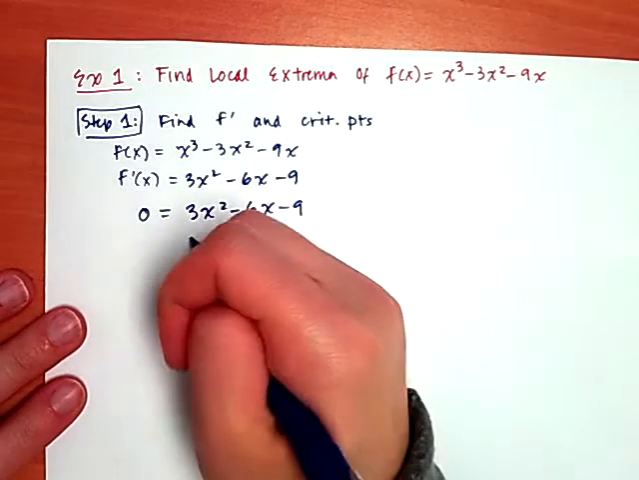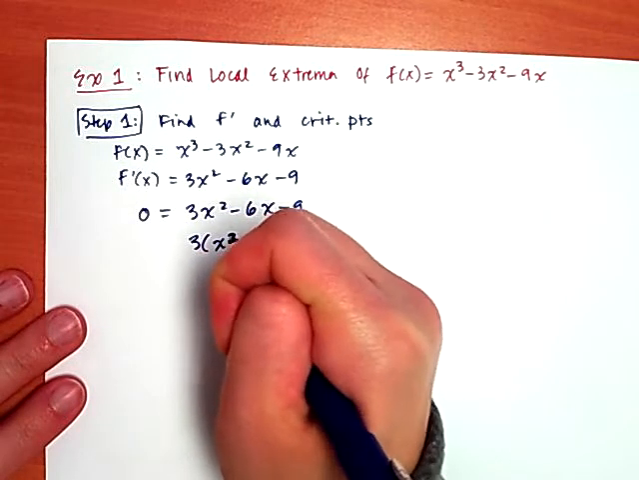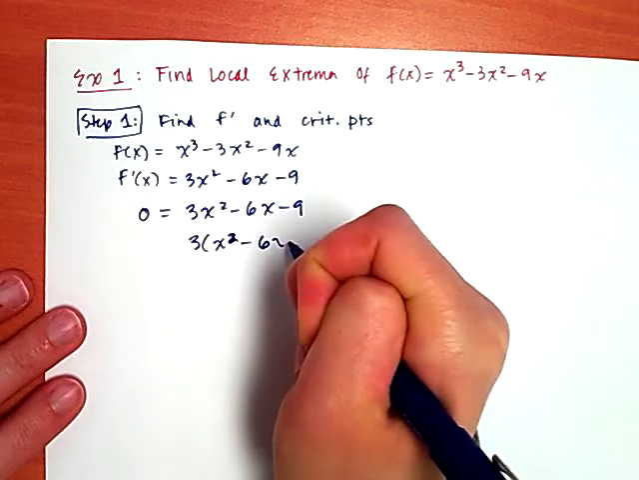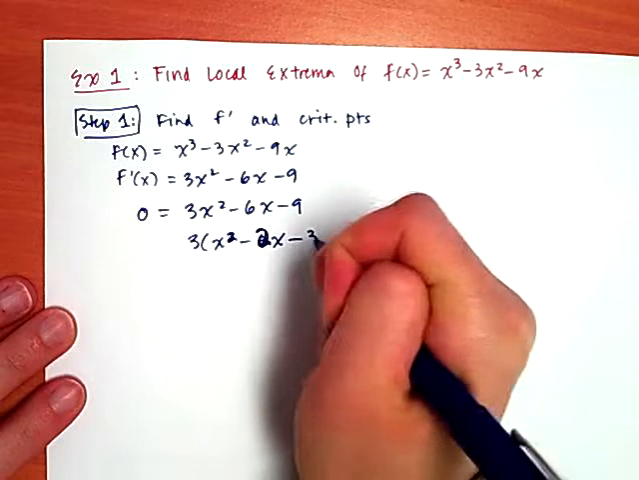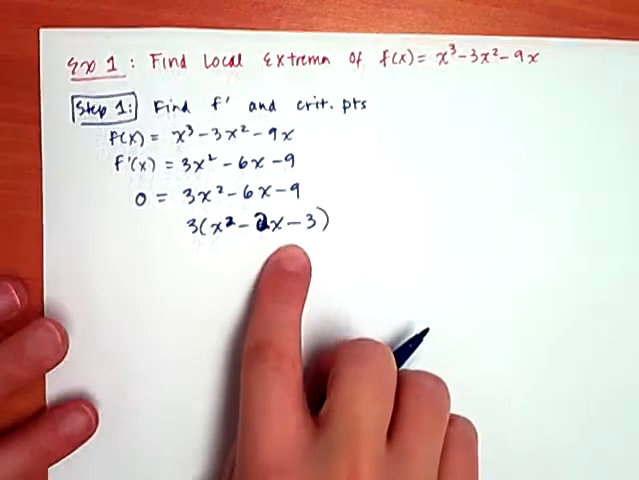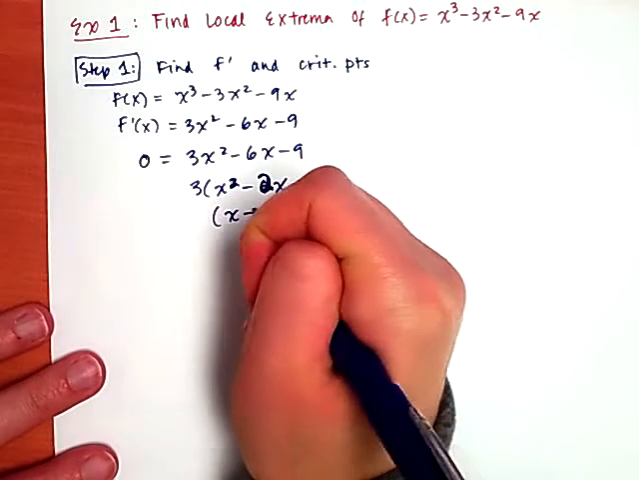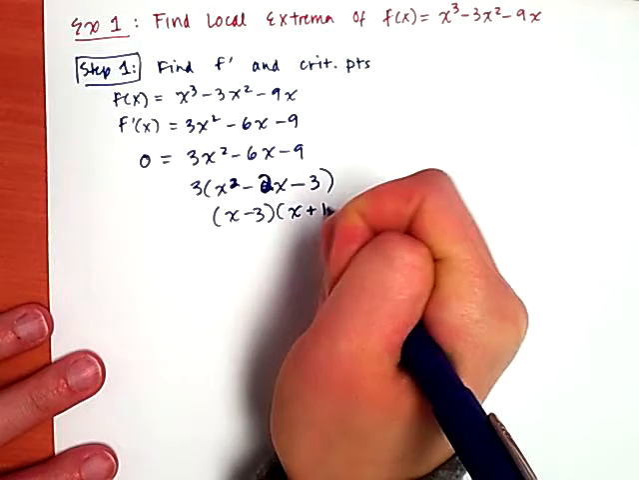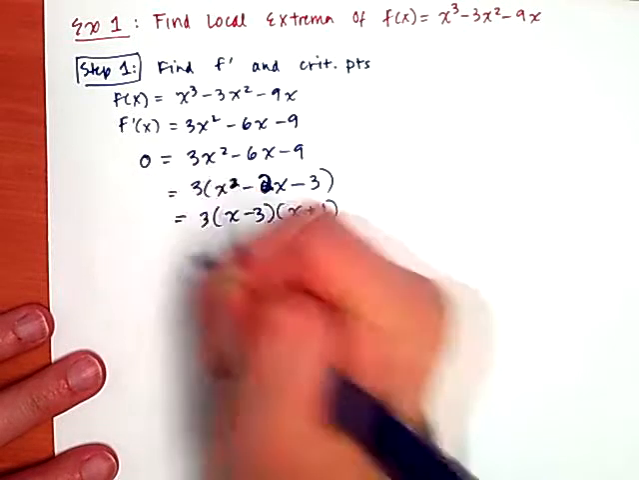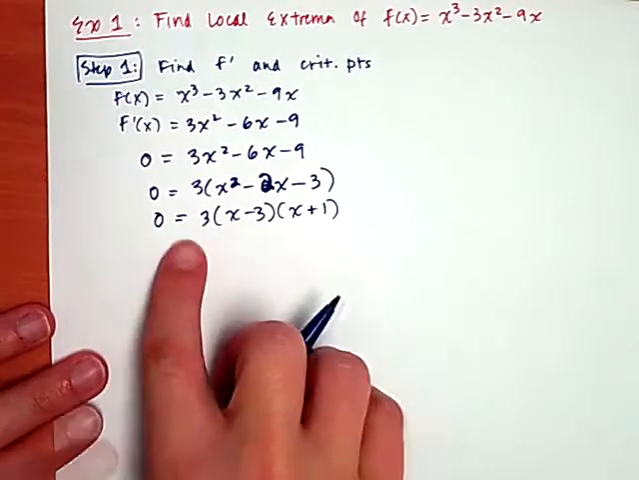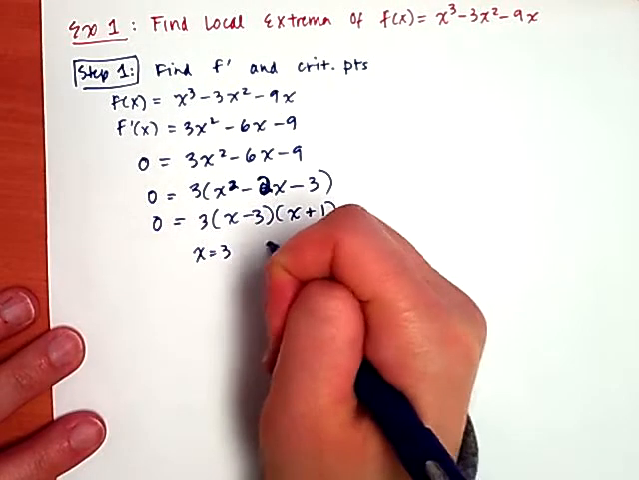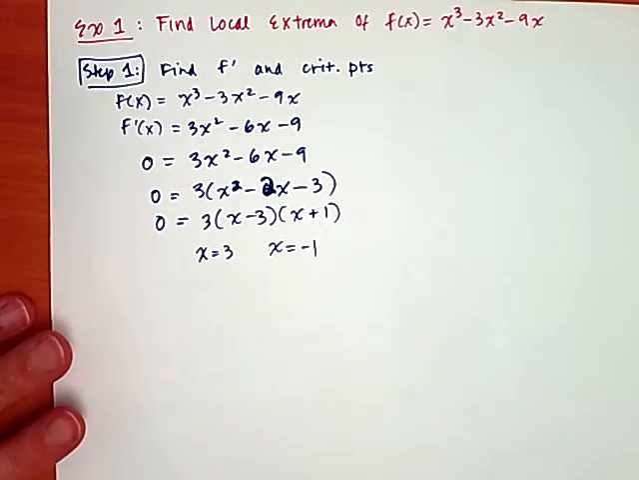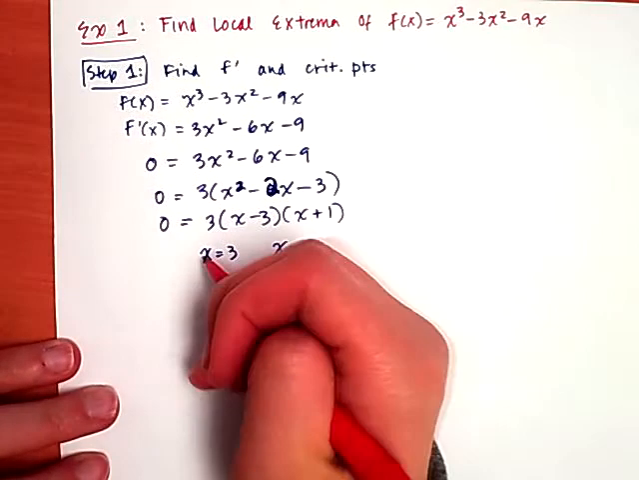I just need to factor. So I can factor out a 3, 3 times (x squared minus 2x minus 3). Then this is a quadratic that factors, so it becomes 3 times (x minus 3)(x plus 1), with the 3 out front. And then remember, since this is equal to 0, I can just set each factor equal to 0, so I get x equals 3 and x equals negative 1. Okay? So that's step 1. Now I know these are my critical points.